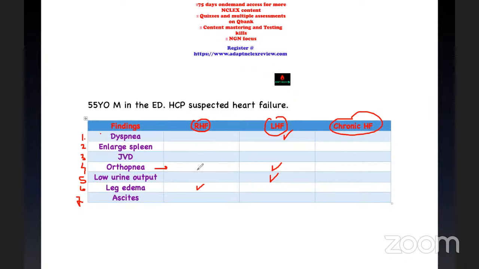And ascites is mostly fluid, it's systemic congestion. So this is right heart failure. An enlarged spleen is consistent with that, in addition to JVD.